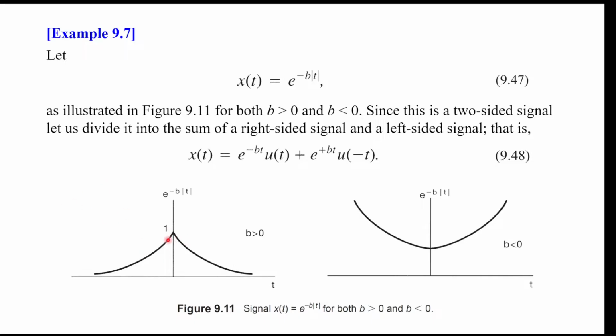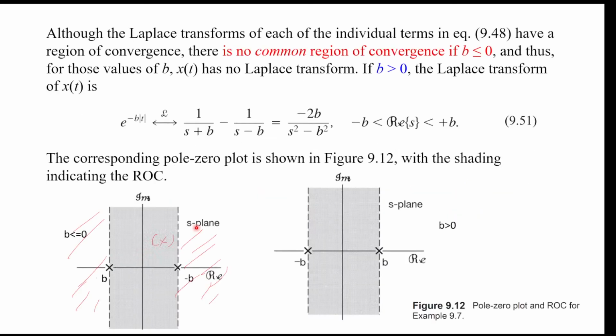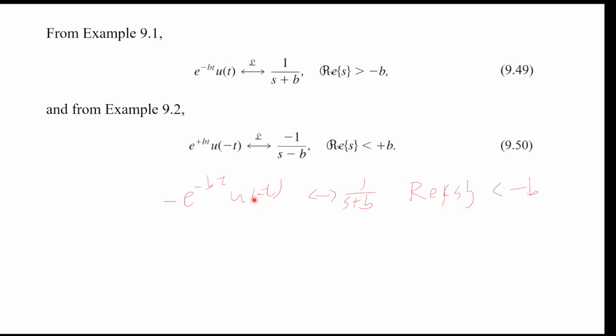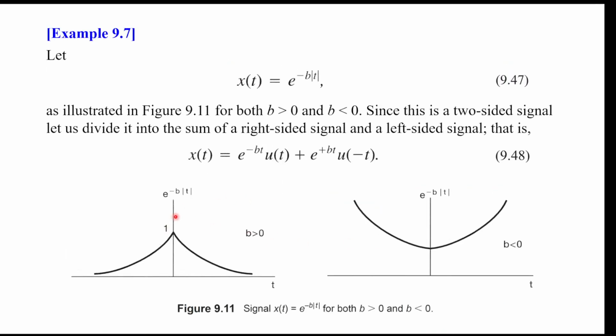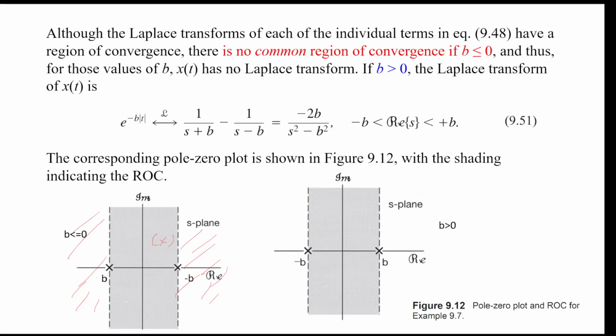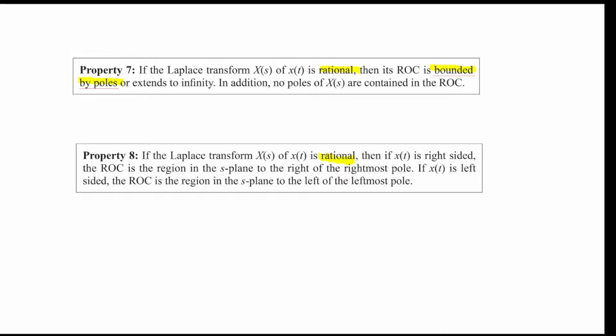So we showed that we have this two-sided function. It extends to positive infinity and negative infinity, and its ROC is a strip because its ROC is the intersection between the ROC of the right-sided part and the ROC of the left-sided part. Okay, and that's an example, and then let's go to the next two properties of the Laplace transform.